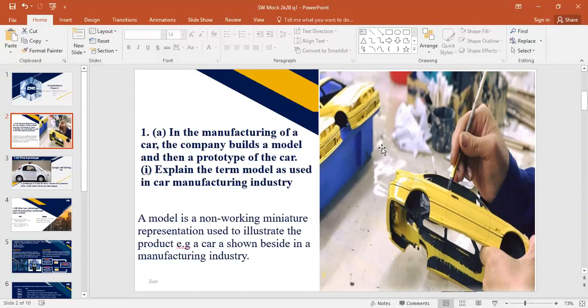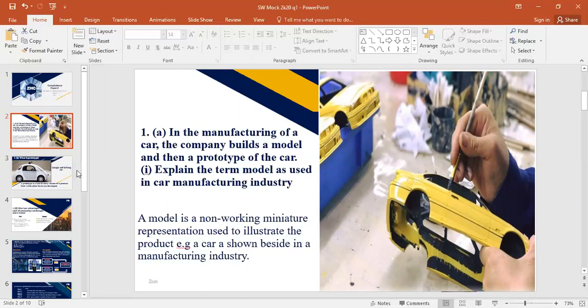A model is a miniature, that's a very small representation of that car you want to produce, a non-working one. A good example is during the Christmas season, the Christmas break, most of your parents buy you these toy cars. That's a miniature or a non-working version of a bigger car. You can look on your right here. This engineer is producing this small yellow car. These are some others here. These are miniatures of the cars that are to be produced.